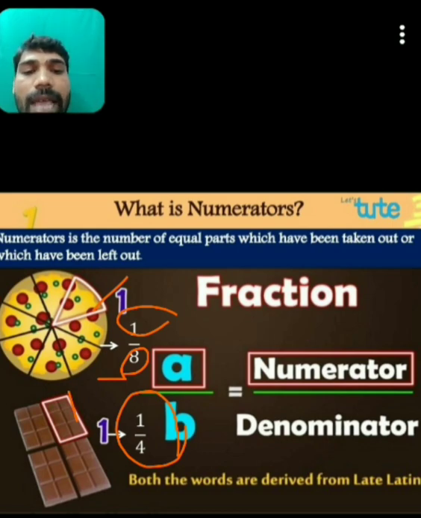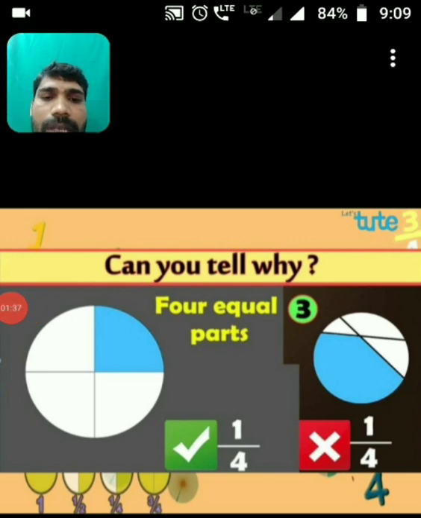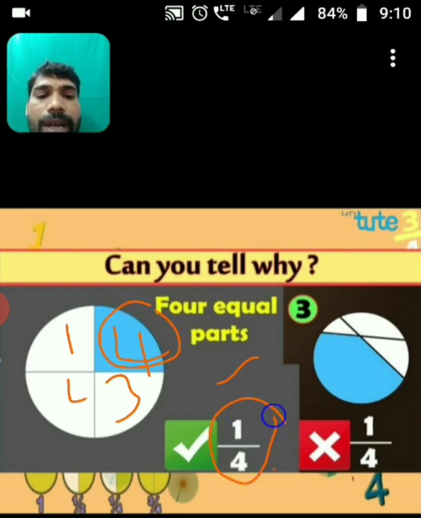So here, all the fractions are written in the form of a by b. In this, a is the numerator and b is the denominator. Children, here we sometimes make mistakes. The whole should be divided into 4 equal parts. Then we can write it as 1 by 4. This part can be written as 1 by 4.